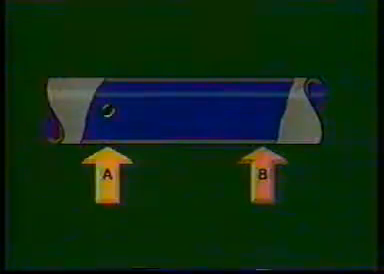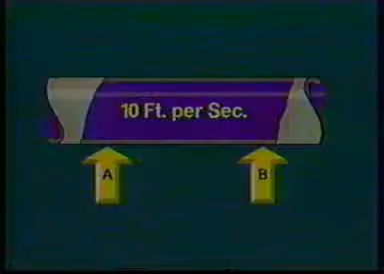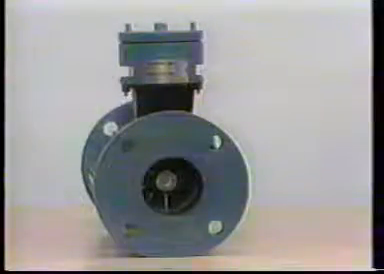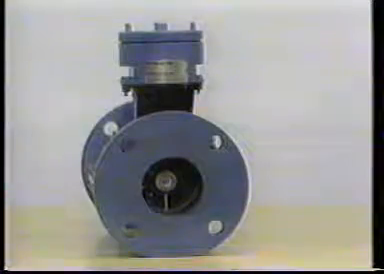For example, let's assume that a molecule of fluid in this pipe moves from this point to this point in 1 second. If this distance is 10 feet, then the flow velocity of the fluid in this pipe is 10 feet per second. Feet per second is a fairly common unit for measuring velocity. Later in the program, we'll see some instruments that will measure velocity and indicate the flow rate of the fluid being measured.